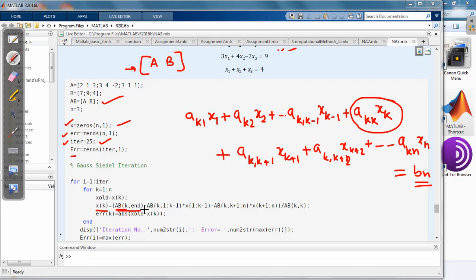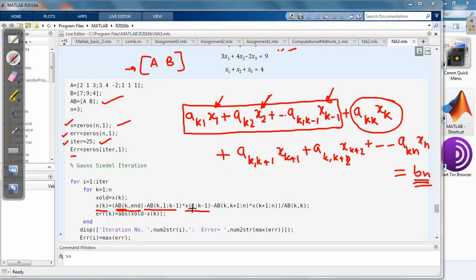So this quantity, then minus a k comma 1 to k minus 1. That means bn minus all these values, where all these x's are coming from the equations which are before xk. So already these are updated in the current iteration. For those values you put the values of the current iteration, x1 to k minus 1. So basically this matrix multiplication indicates nothing but ak1 x1 plus ak2 x2, like that.